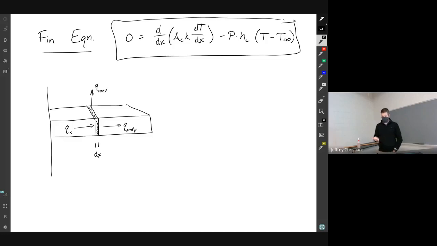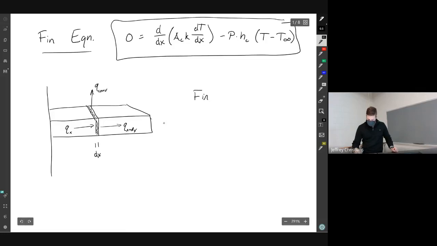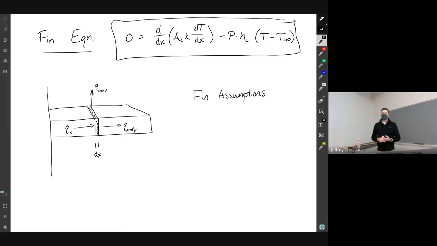Okay, so there are a couple assumptions built into this, though. Like every engineering model, in order to get an equation like this, we had to build into the model some assumptions about how reality works. So our assumptions for a fin. We didn't lay these out in as much detail last time, but hopefully you're like, oh yeah, I guess we did say that.